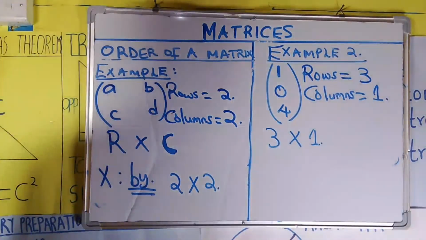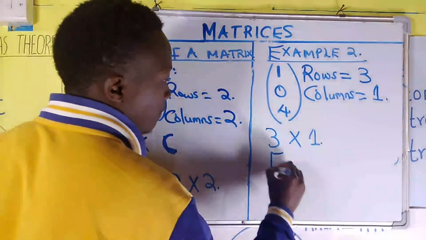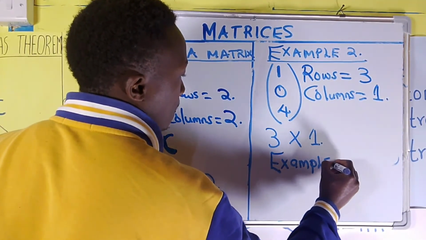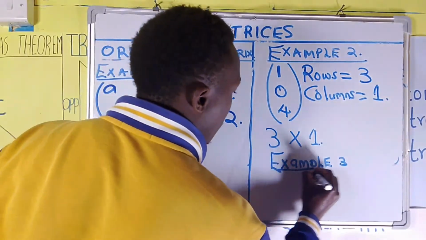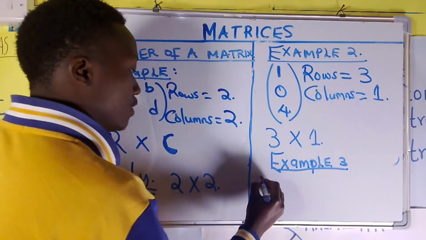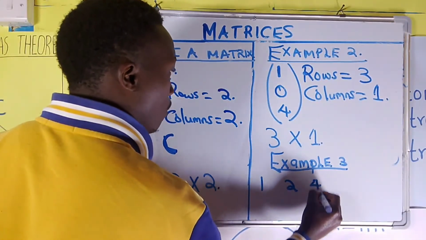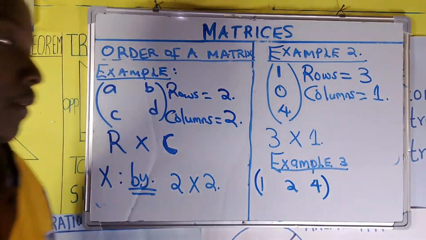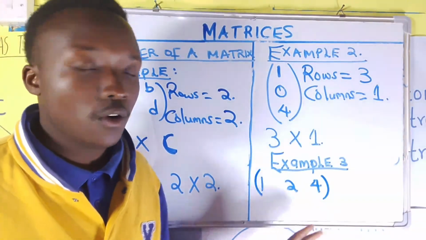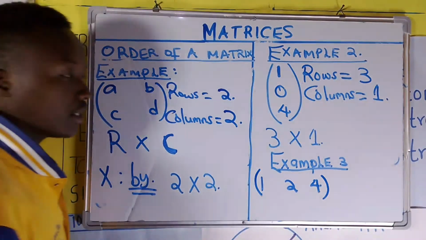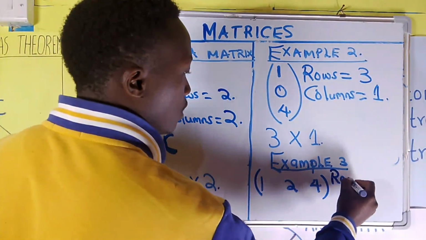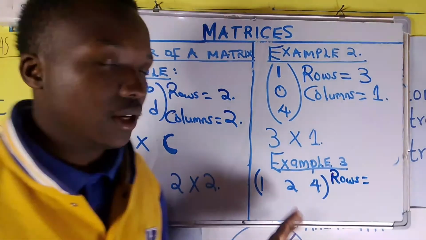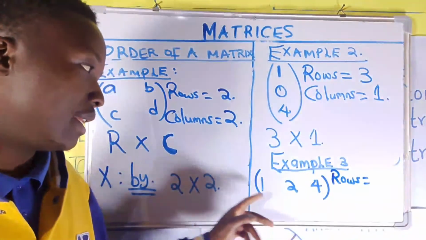So let's proceed. Example 3. We have matrix 1, 2, 4. In matrix 1, 2, 4, we need to count the number of rows that we have. So, how many rows are in this matrix?